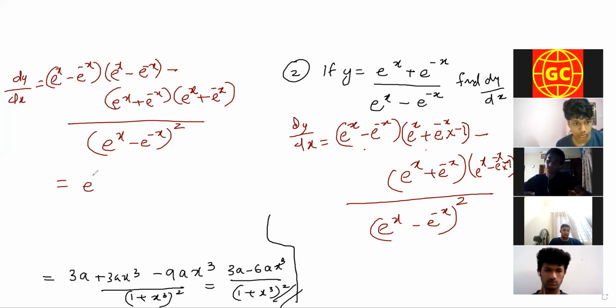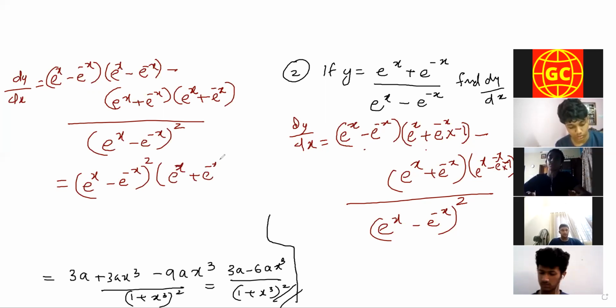Now this is (e^x minus e^-x) the whole square minus (e^x plus e^-x) the whole square, divided by (e^x minus e^-x) the whole square.